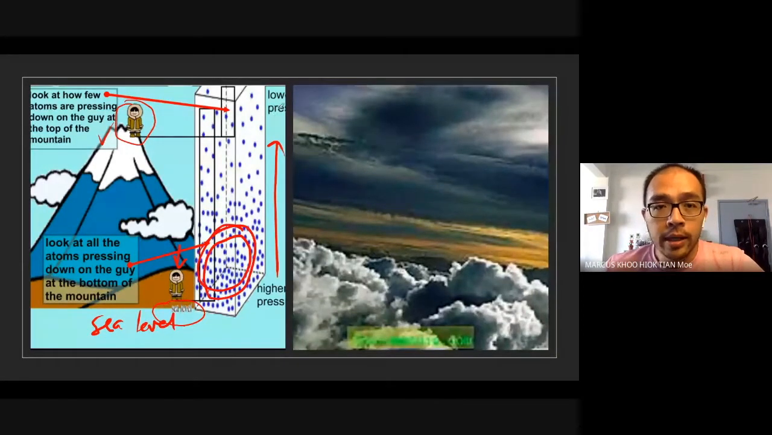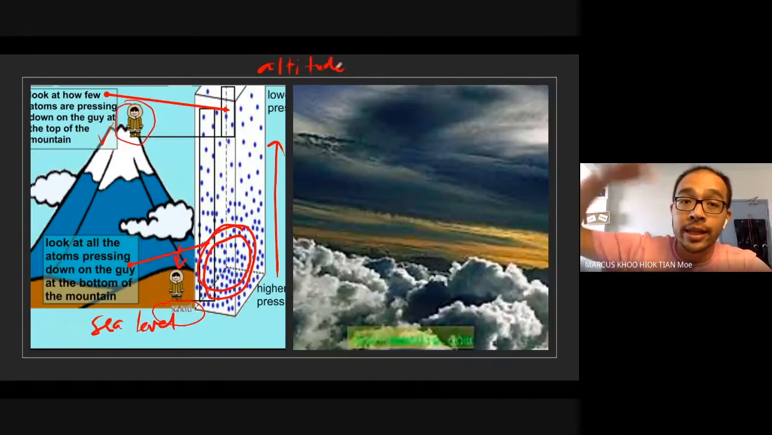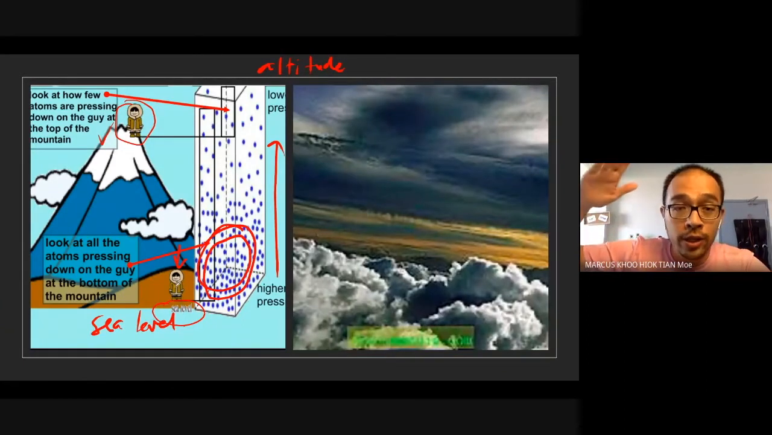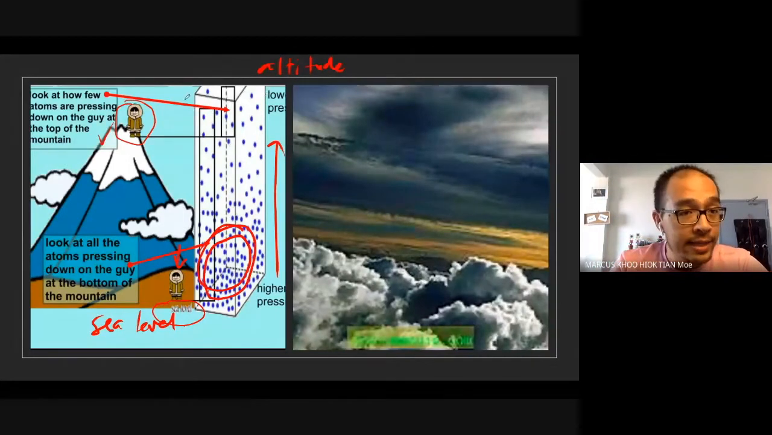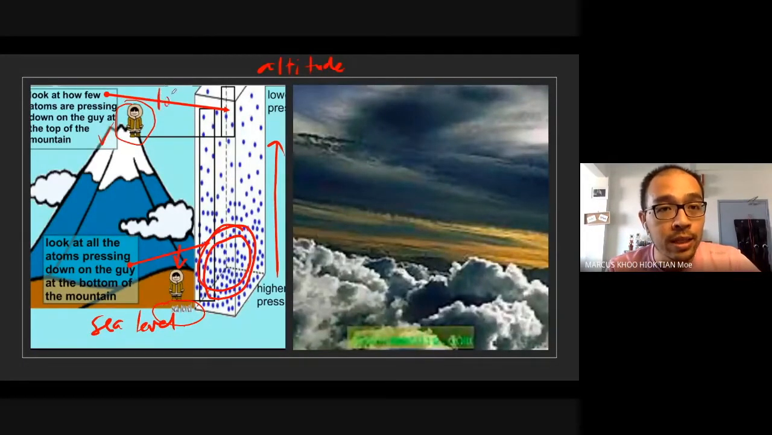Another thing that I want to mention is the difference in sea level. This word, I want you to get used to it. It is called altitude. Altitude is your height above sea level. So the higher the altitude, we find that there is less air, and because there is less air, we say that the person on top of the mountain experiences a lower atmospheric pressure.